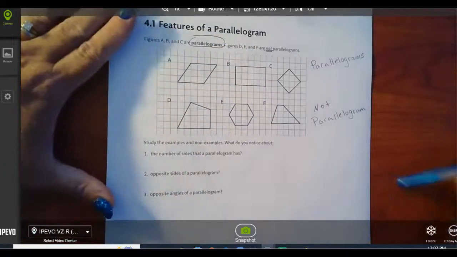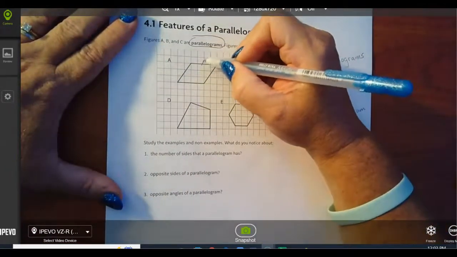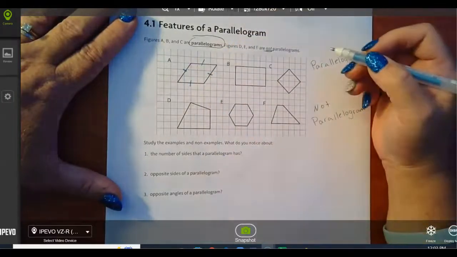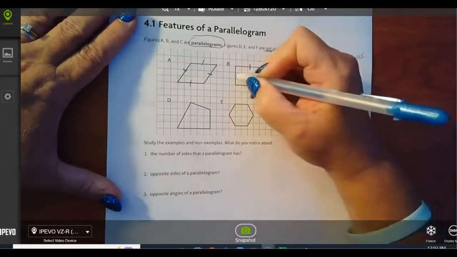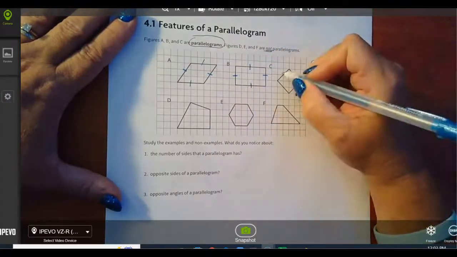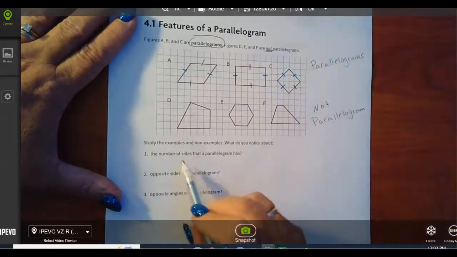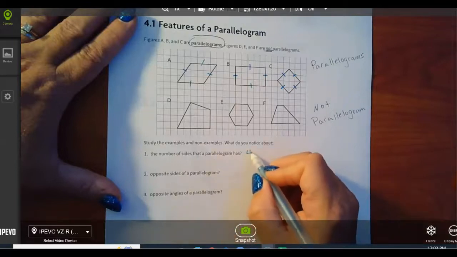And now let's talk about this. Our number of sides. We have 1, 2, 3, 4 sides. We have 1, 2, 3, 4 sides. So the number of sides that a parallelogram has would be 4.